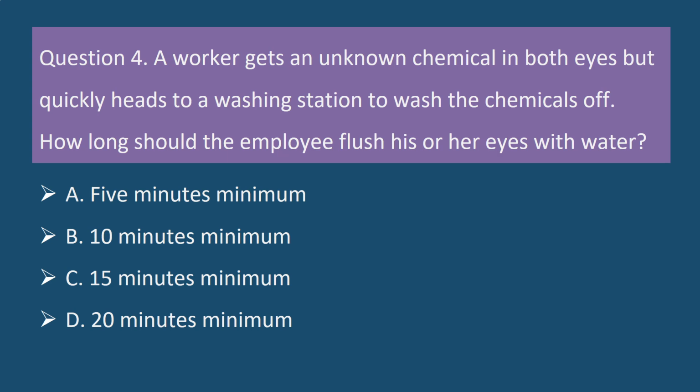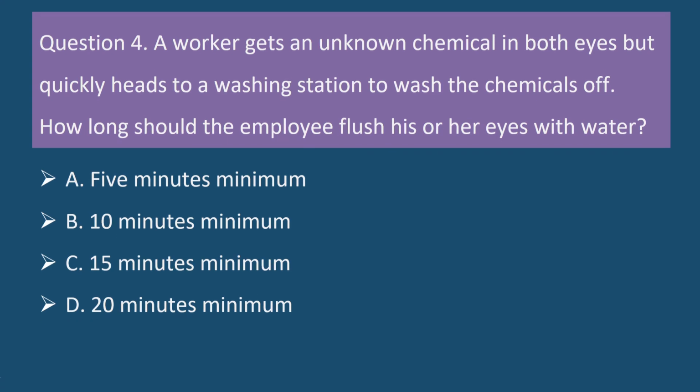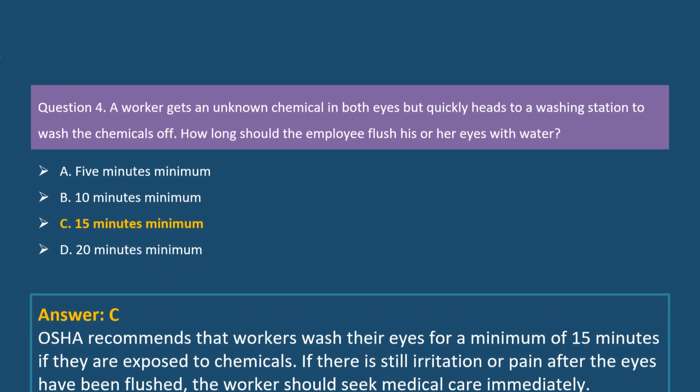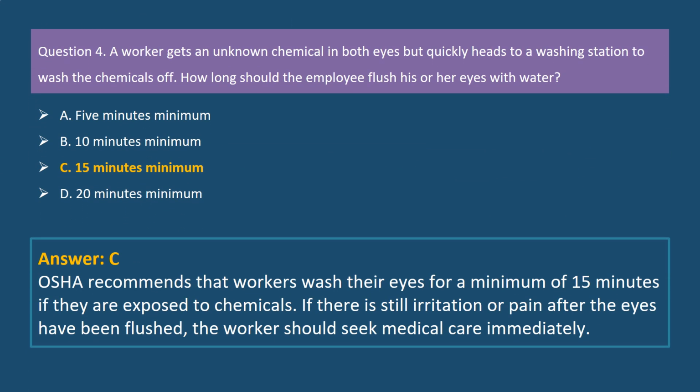Question 4. A worker gets an unknown chemical in both eyes but quickly heads to a washing station to wash the chemicals off. How long should the employee flush his or her eyes with water? A. 5 minutes minimum. B. 10 minutes minimum. C. 15 minutes minimum. D. 20 minutes minimum. Answer: C. Explanation. OSHA recommends that workers wash their eyes for a minimum of 15 minutes if they are exposed to chemicals. If there is still irritation or pain after the eyes have been flushed, the worker should seek medical care immediately.